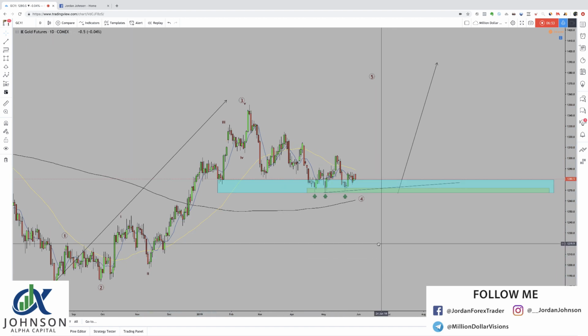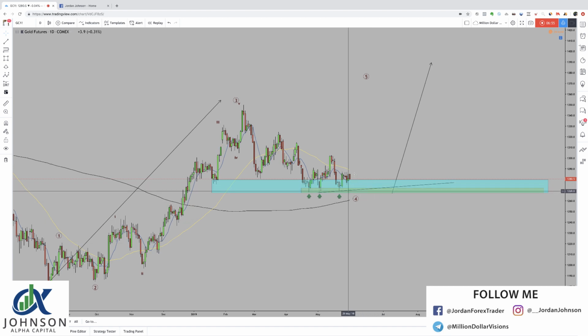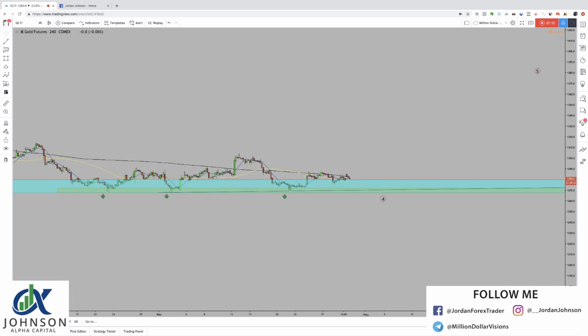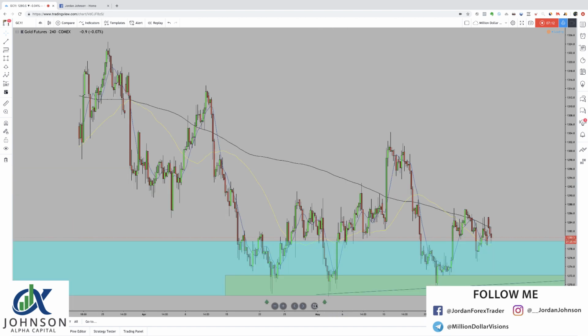So ultimately, I believe we are in the middle of a 4th wave that goes up, which adds to my basic technical analysis and price action viewpoint of the markets. We are going up. Let's go down to a smaller time frame. Let's go down to a 4-hour time frame. Let's zoom back in.